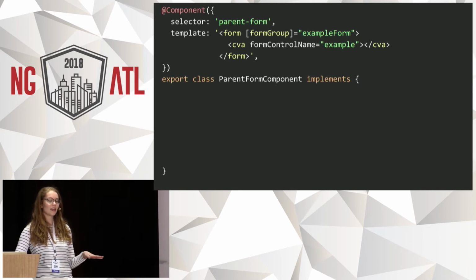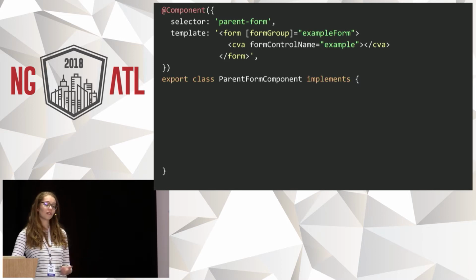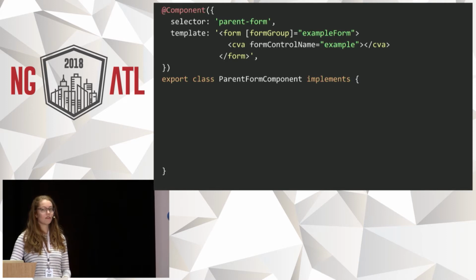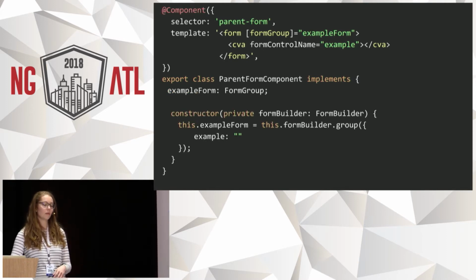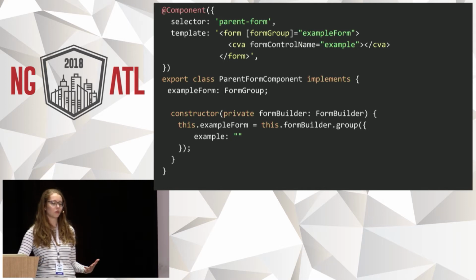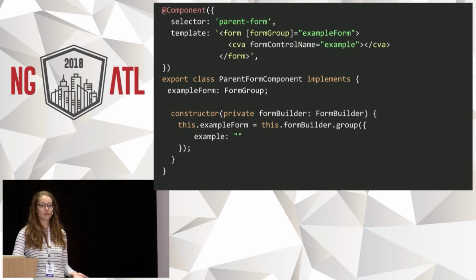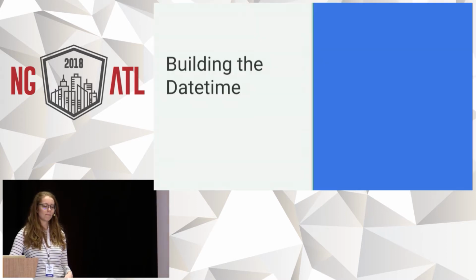You have a form set up in your template. You also need to give it a form group and pass in a form control name. Then the fourth part is, within your parent form component, you need to build the actual form using the form builder. We learned about this yesterday when we gave a talk about reactive forms. So this is how to build a simple CVA.